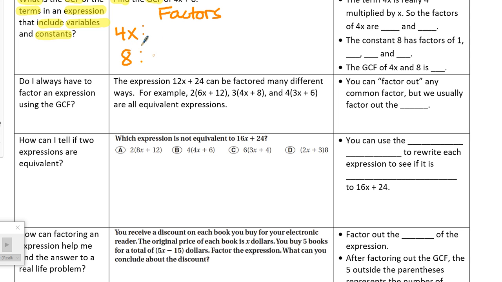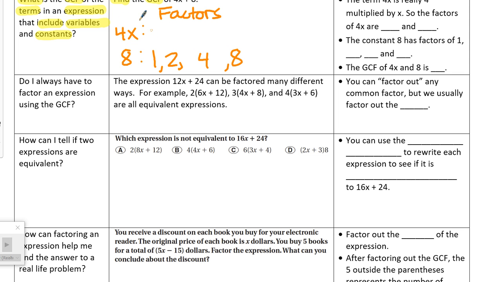The factors of 8 are 1 times 8 and 2 times 4. And really, there are no other factors of 8. You can use a multiplication chart to find those. That's all of them. And really, we're looking for factor pairs. 1 times 8 is 8, 2 times 4 is 8.